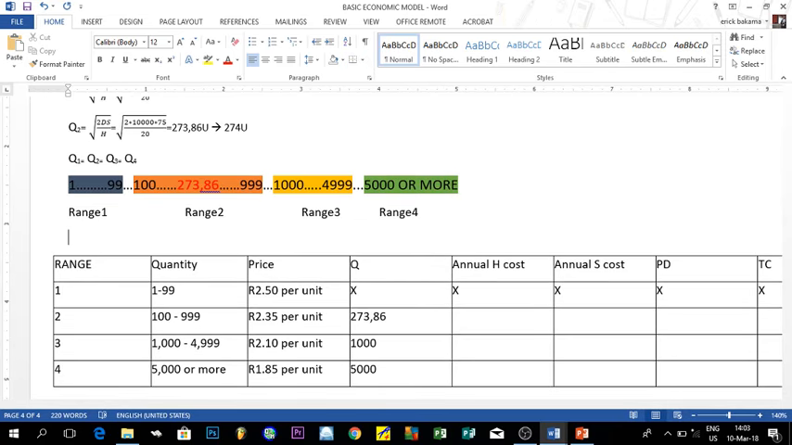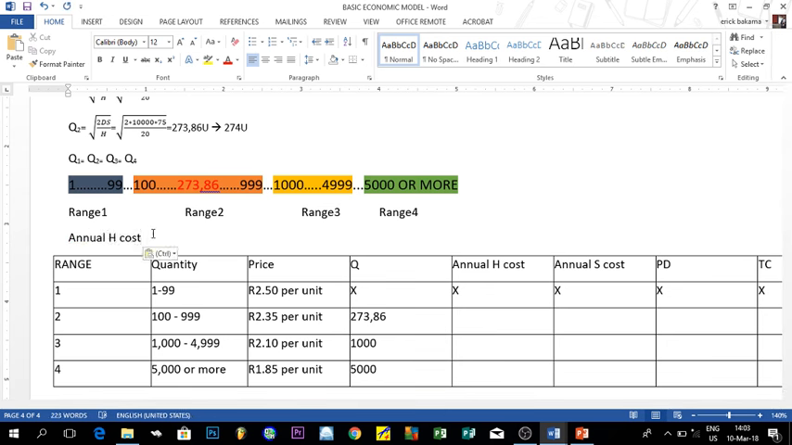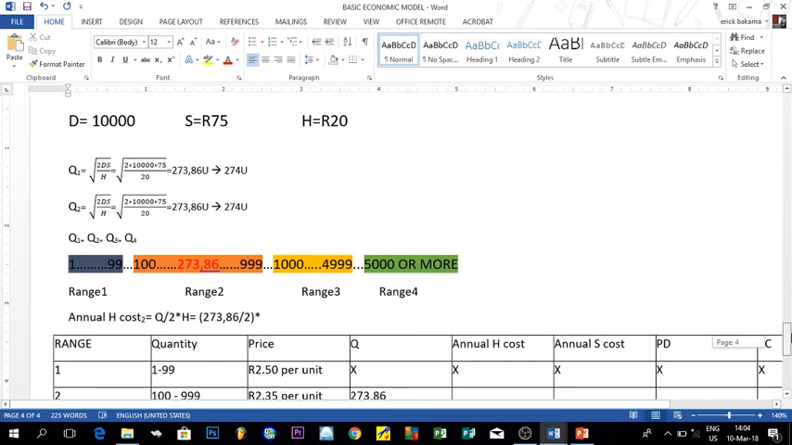So whatever calculation we do here, we calculate first of all the annual holding cost. You're going to calculate for all of them. This one I'm going to put 2, just to remind you that it's the annual holding cost for the second range. And the formula for the annual holding cost is easy: Q divided by 2, times H. So in our value here, we have a Q that is already given, that we found, of 273.86, that you are going to divide by 2. Let me put everything into my bracket, and then we multiply by H, which is the value given here, which is 20.